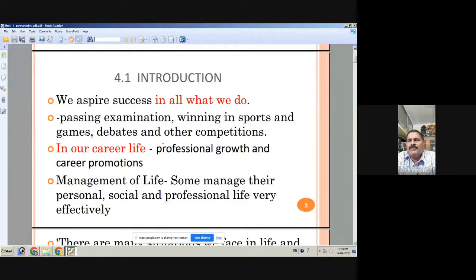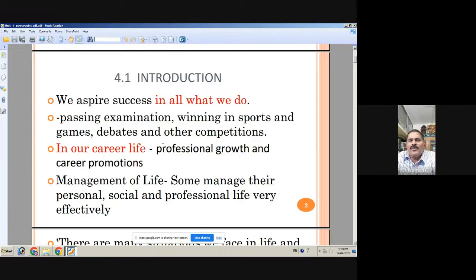Passing the examination, winning sports and games, competing in debates and any competitions, we want success. Even in our career, in our professional growth, in career promotion, we want success. But the question arises, how are we able to get success? We are all human beings. We have conflicts. We have tension. We have frustration.